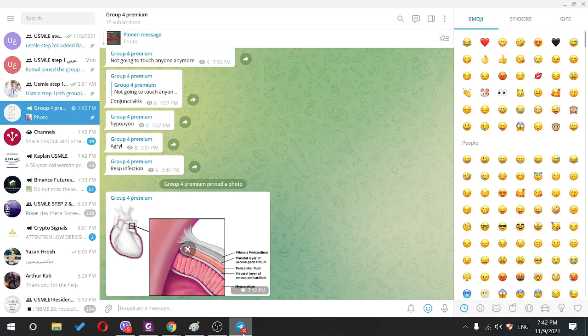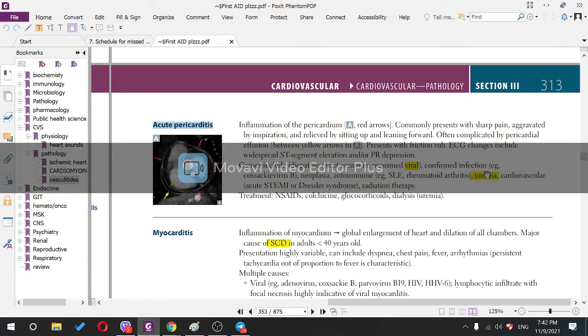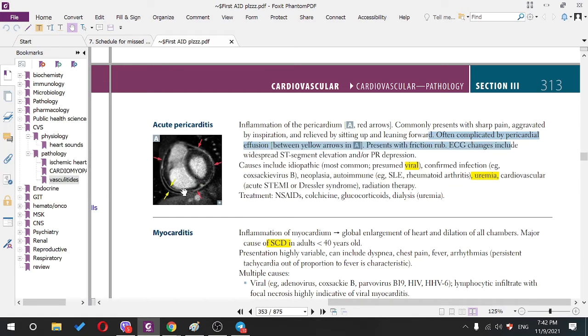Okay. So the next thing we are going to discuss is, so they tell you that the pain will be relieved when leaning forward, often complicated by pericardial effusion. Between the yellow arrows, as you can see, here is the pericardial effusion. And it presents with a friction rub. I will send you today an MP3 recording of a friction rub.